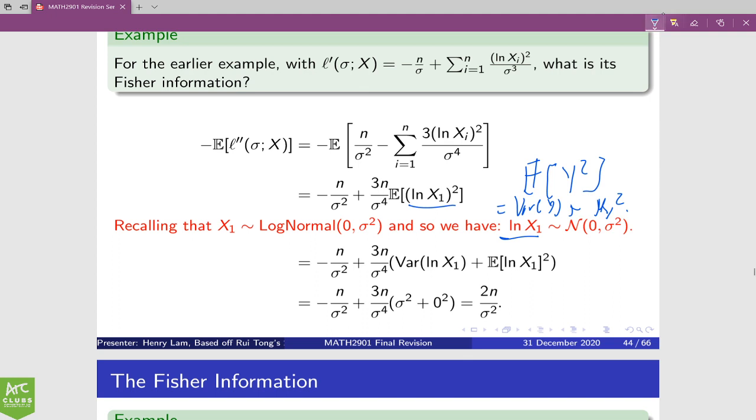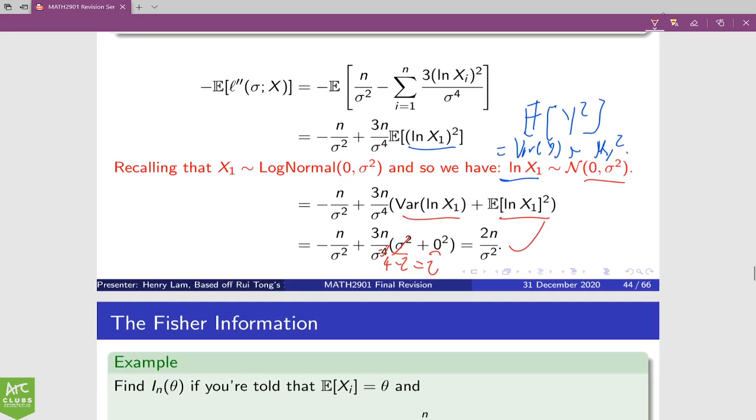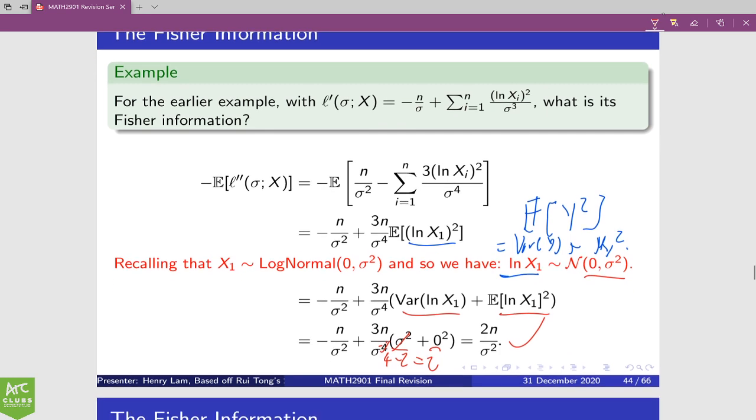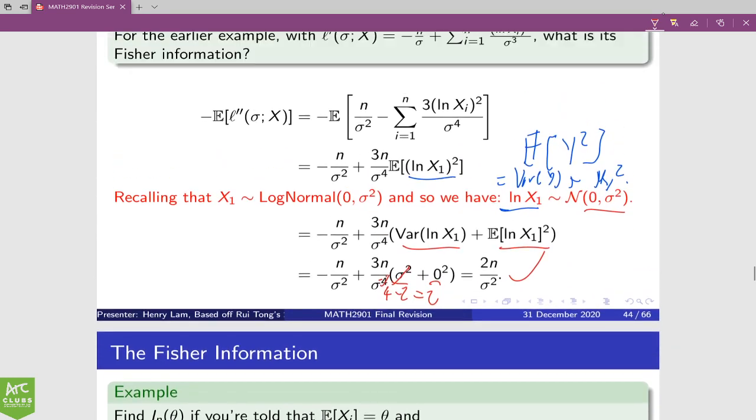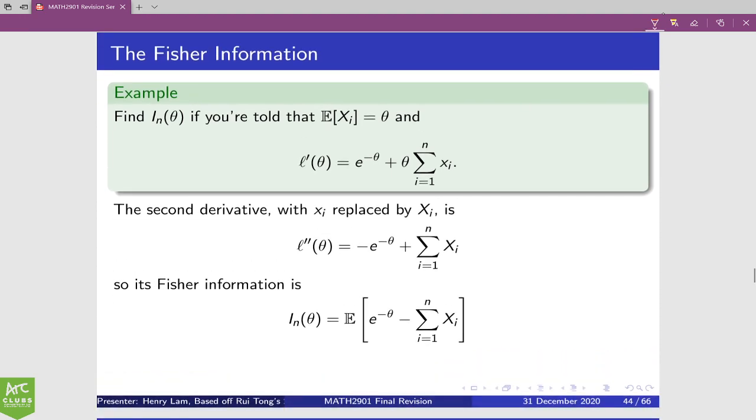But we know the variance of the distribution and the mean, because those are the parameters of the normal distribution. Sigma squared, 0 squared. Just bring in the sigma, and bam, you get this. So you end up with 2n over sigma squared, and so you have found the Fisher information. Right. So, move on to the next example.